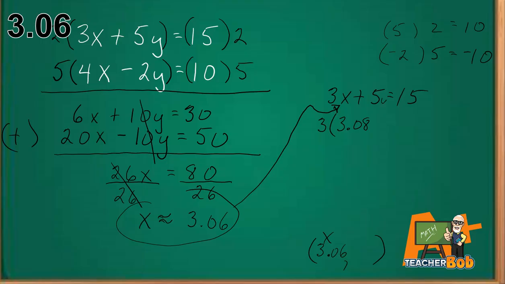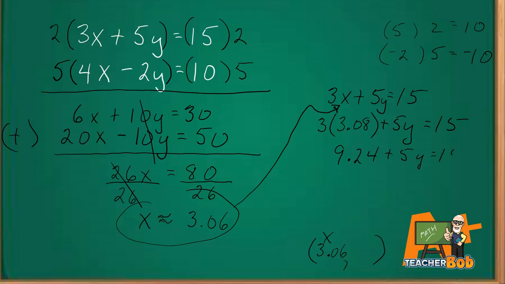Oh, I need to put a y there. Plus 5y is equal to 15. This works out when we multiply 3 and 3.08 to 9.24 plus 5y is equal to 15.